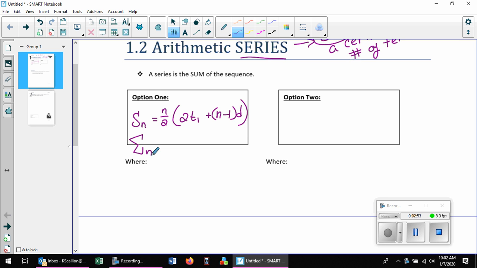Okay, so option two. This one is option one: I need to know how many terms I'm summing, I need to know what the first term is, and I need to know the common difference. Okay?